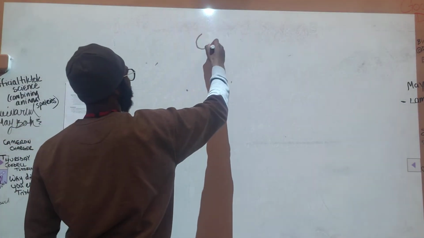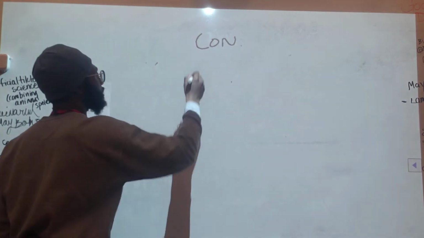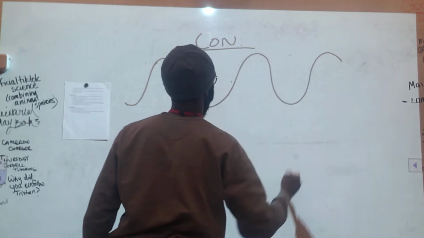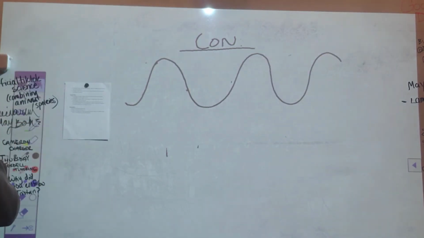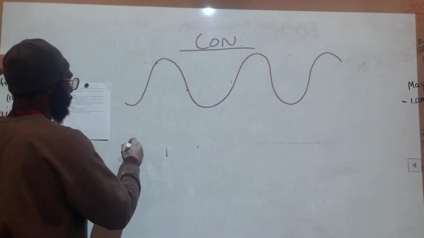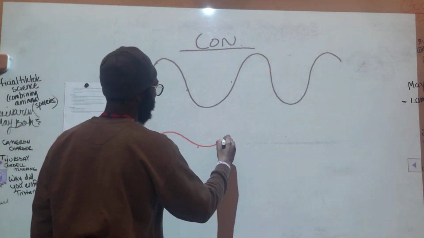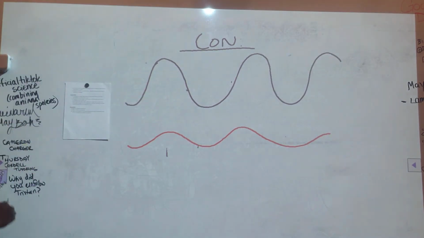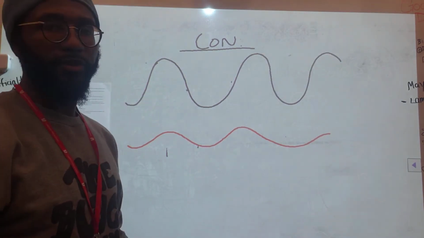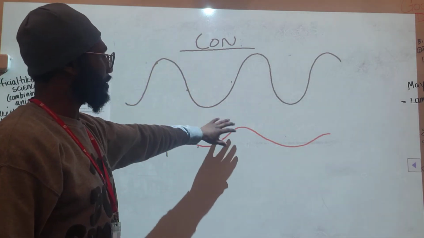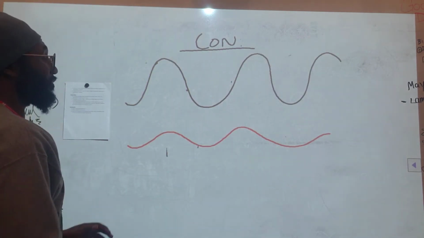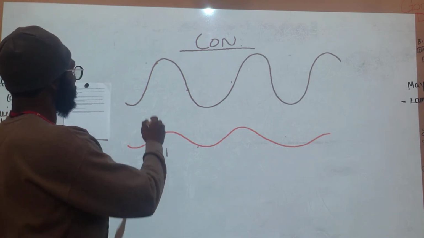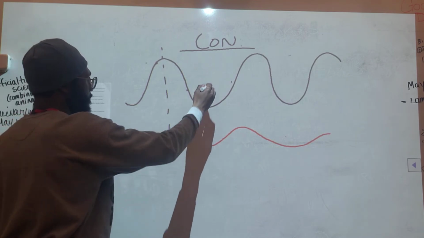So I'm just going to put CON so we know it's constructive interference here. Sometimes in constructive interference, you'll have a wave like that, and then you'll have another wave that's very small, that's being added to it. Now, you might ask yourself, is this constructive interference because this wave's very big and this wave is very small? Well, that actually doesn't matter. It's still constructive interference because these waves line up, okay?